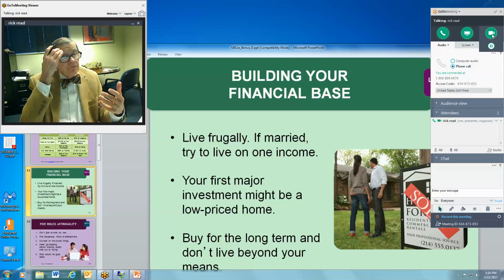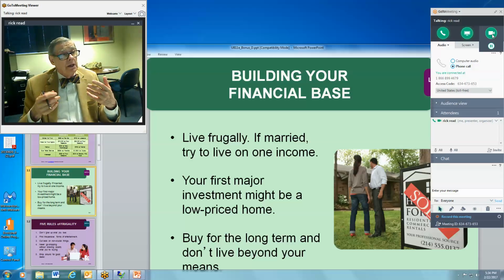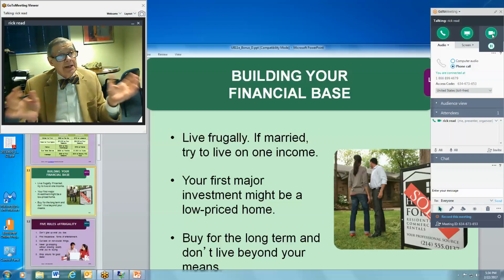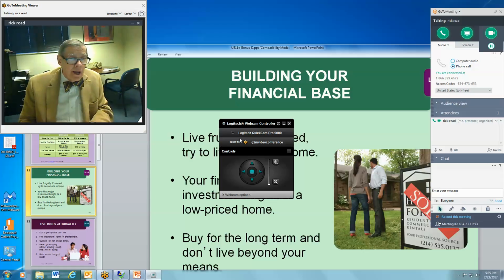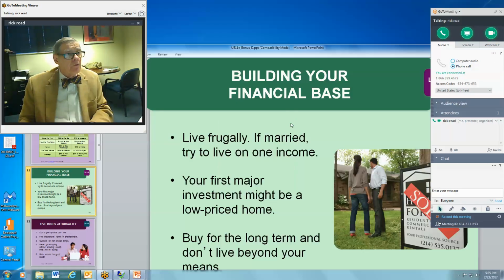But living frugally means, don't take this to be negative, because I said it was negative and it is negative, but you take it to be un-negative simply by saying I'm going to live within my means. I'm not going to spend beyond what I can afford to spend. Now, yeah, okay, once in a while I might splurge, but that's not going to be the rule of thumb.